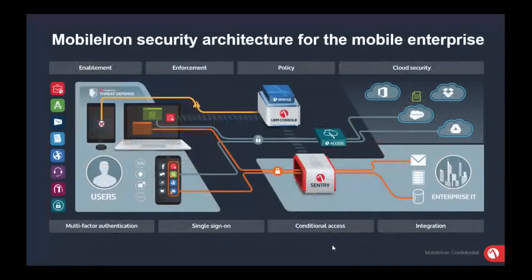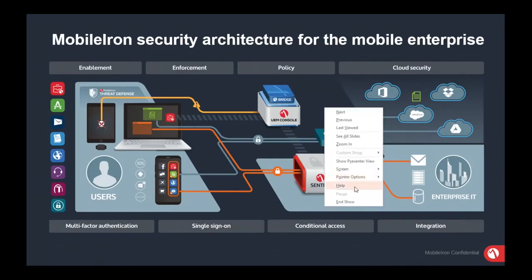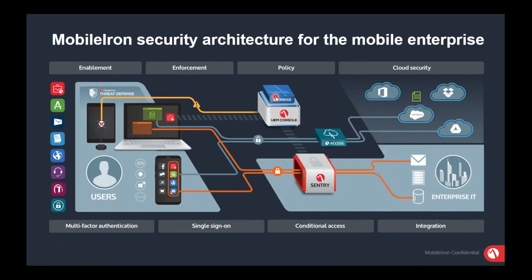Okay, so let's see. This is the high-level architecture of MobileIron. So let me put my pointer over here. With MobileIron, we have two main servers. One is the UEM console, and another is the Sentry. This UEM console can be an on-prem server or it can be a cloud instance. And Sentry is an on-prem server. Sentry is nothing but a gateway to connect to their backend resources.